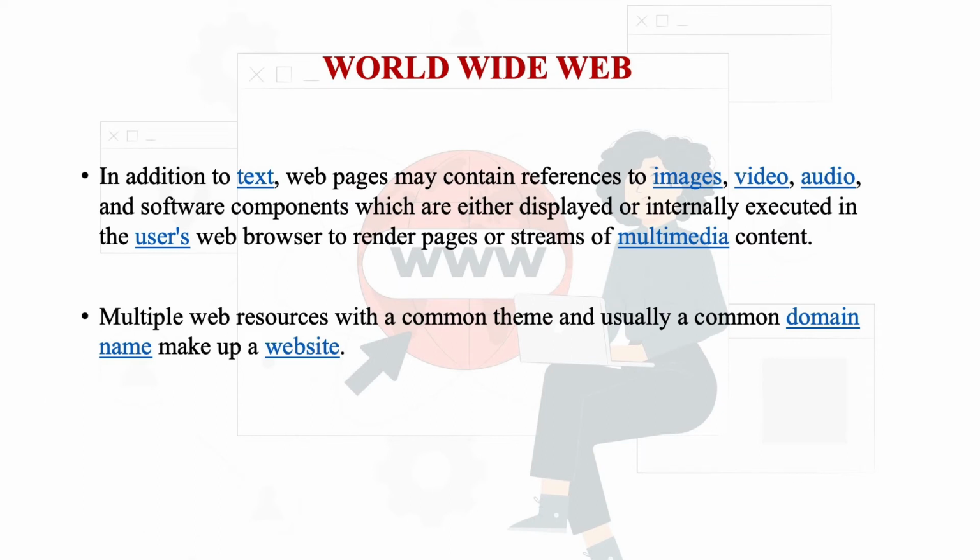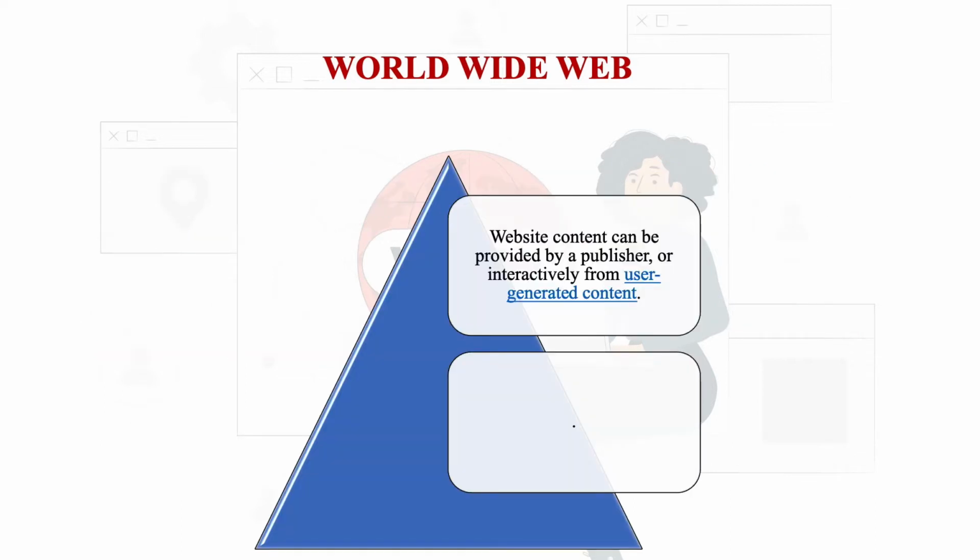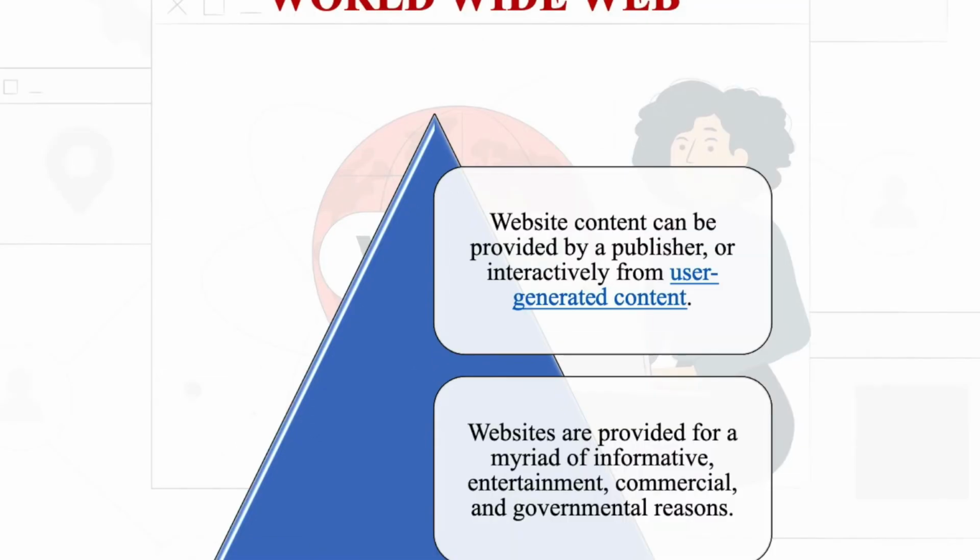Multiple web resources with a common theme and usually a common domain name make up a website. Websites are stored in computers that are running a web server, which is a program that responds to requests made over the internet from web browsers running on a user's computer. Website content can be provided by a publisher or interactively from user-generated content. Websites are provided for a myriad of informative, entertainment, commercial and governmental reasons.